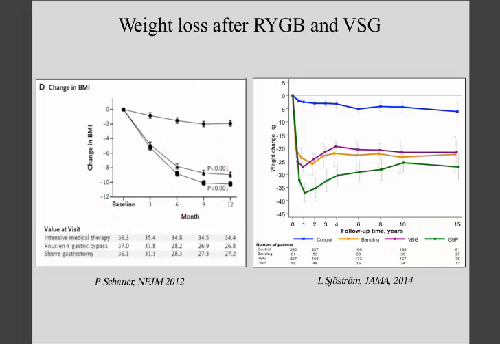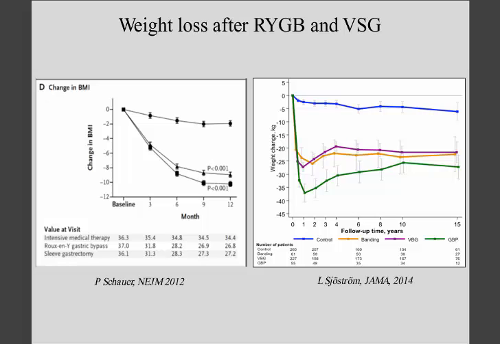Why are these procedures being done? Well, it turns out they work. This slide shows on the left weight loss, or change in BMI, in people with VSG and gastric band. You can see those are the two lines at the bottom. People with medical or lifestyle interventions at the top, they look like very small changes, even though these people actually had real weight loss. But the surgical effects are much, much larger. Advanced.